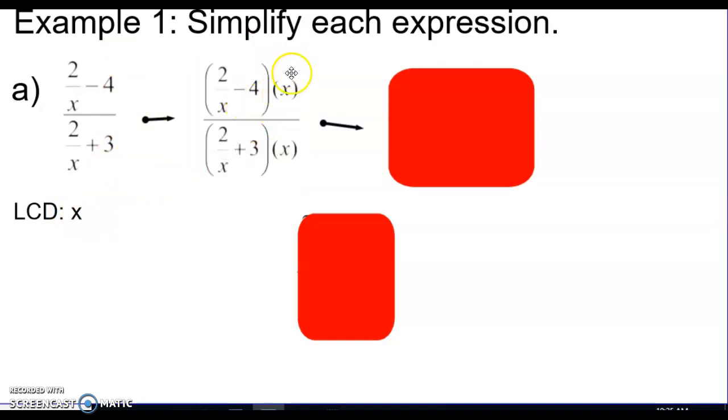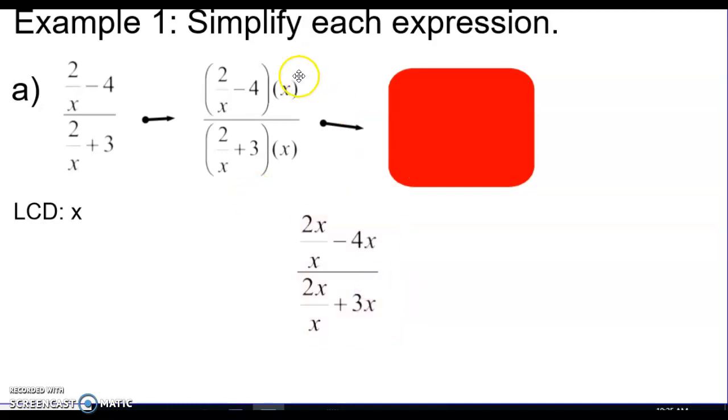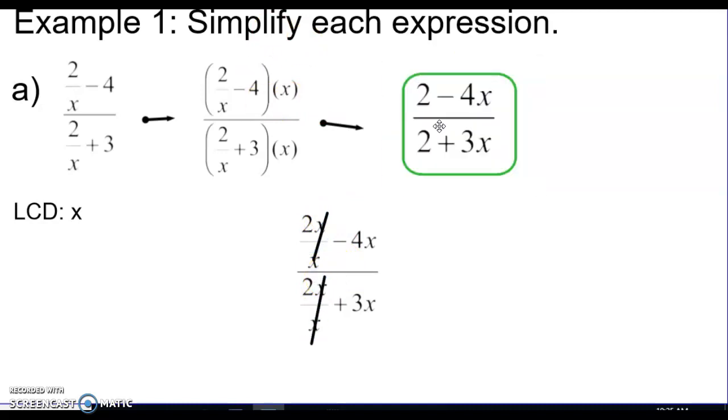So what we're doing now is distributing this x inside to both of these terms and this x into both of these terms. I'm going to show you what that looks like. You won't have to show this step every single time. Some of you will be able to see what cancels in your head. So this x has been distributed, so we have 2x over x, and then 4x, and then again 2x over x plus our 3x. What you're going to see now is that these x's cancel, and then we have in our final answer just the 2 minus 4x and the 2 plus 3x in the denominator.